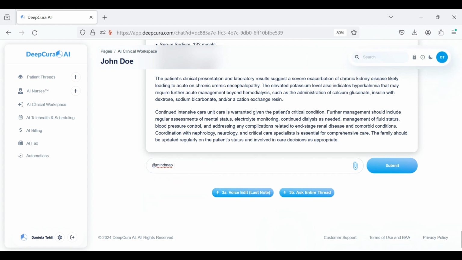We're going to say generate mind map based on these medical records that summarizes the patient's progress over time. Yeah, let's just leave it at progress and see what it comes up with.